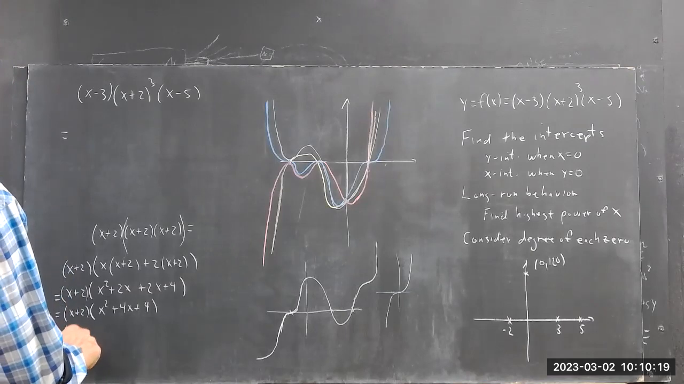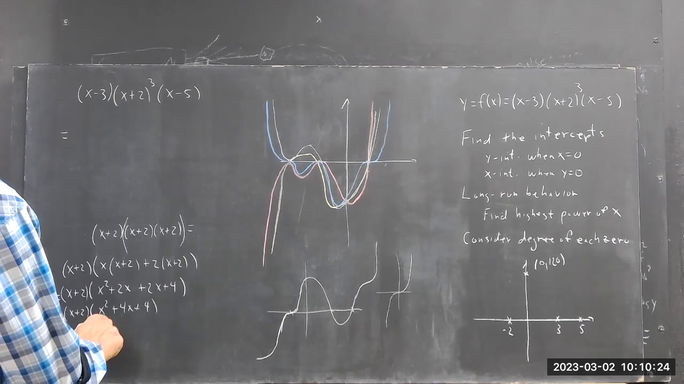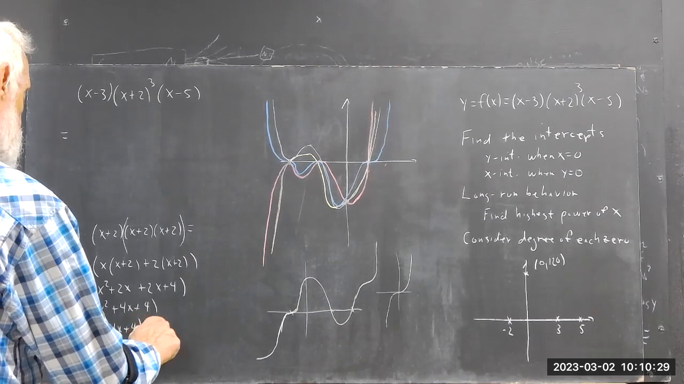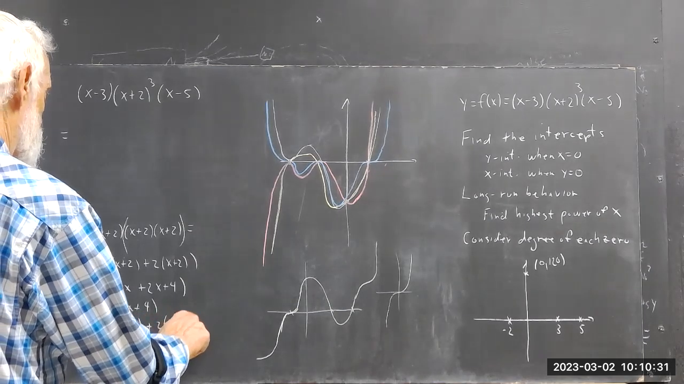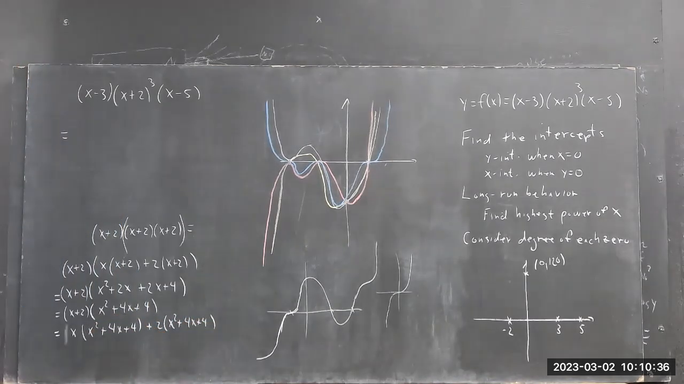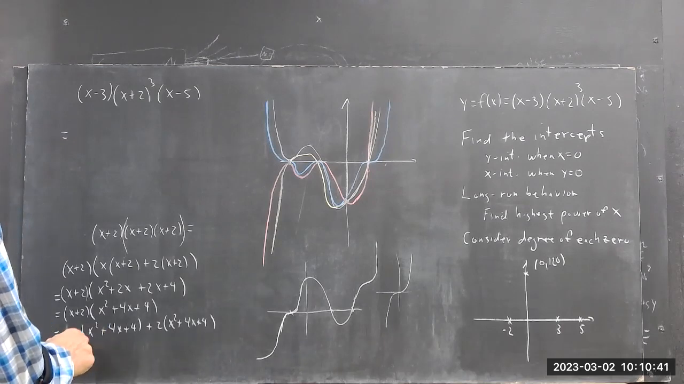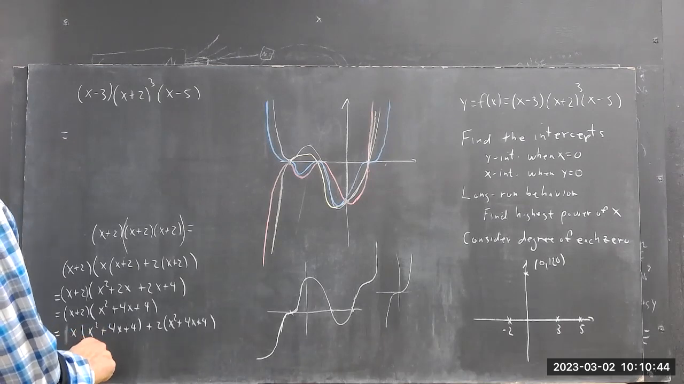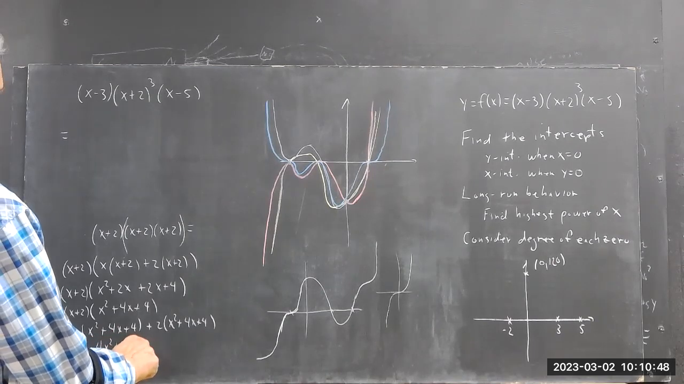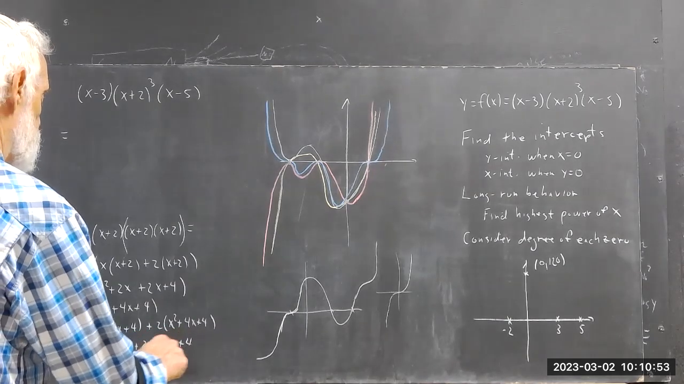Multiply that by x plus 2, meaning multiply x times this, plus 2 times this. And that gives us x cubed plus 4x squared plus 4x plus 2x squared plus 4x plus 4.